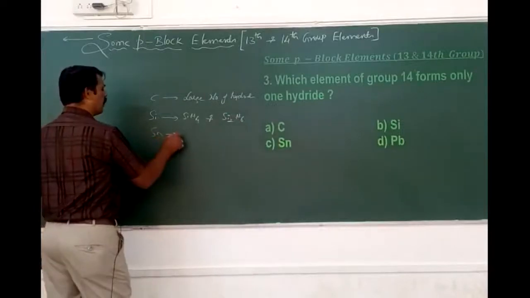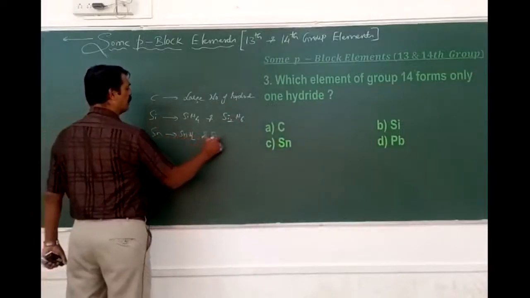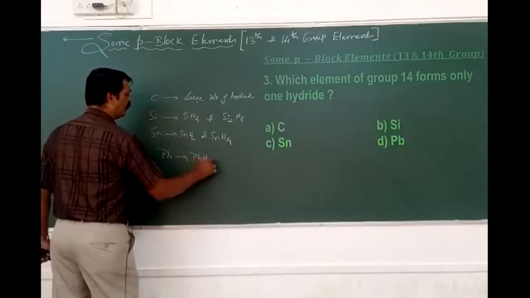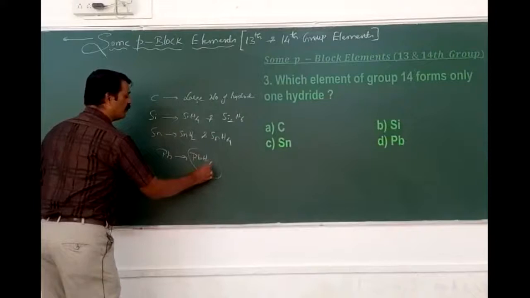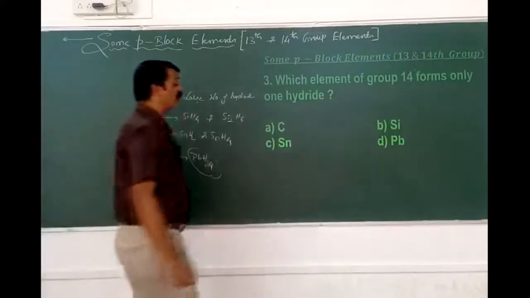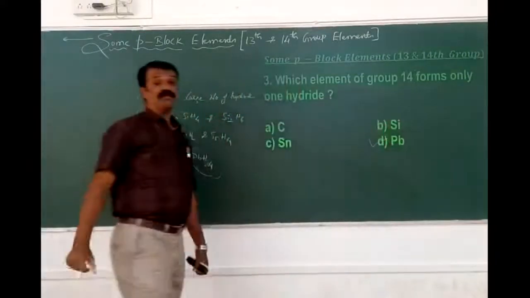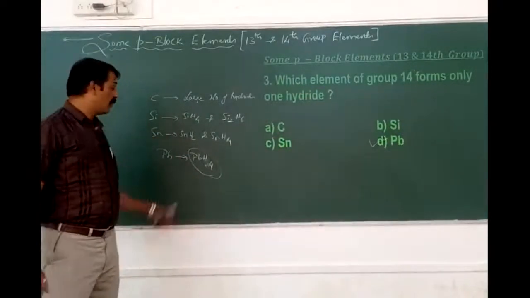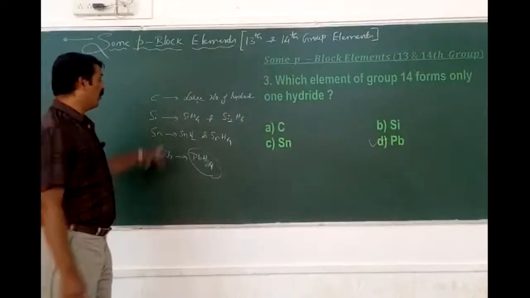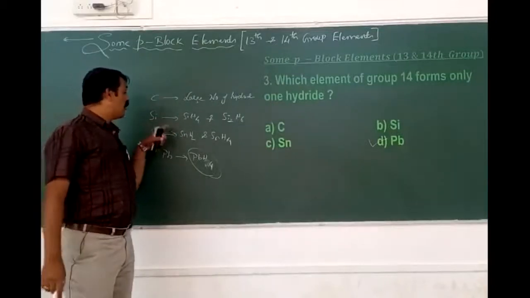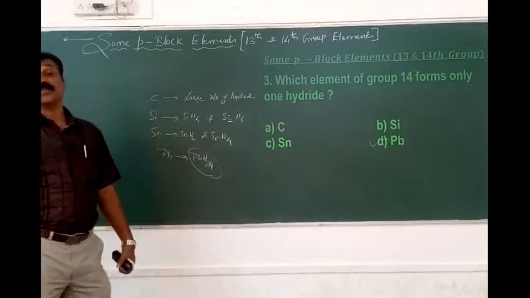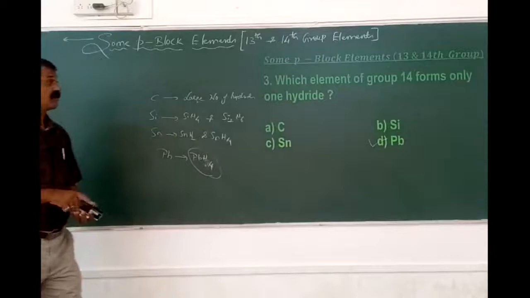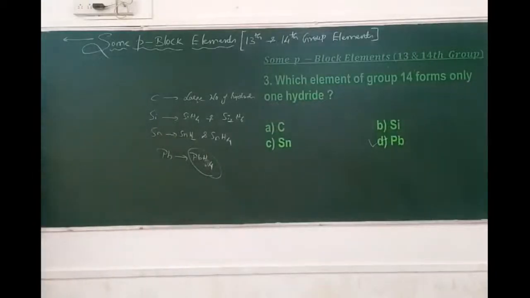Sn is in the form of SnH2 and then SnH4. But lead has only one hydride, in the form of PbH4, means that is the one and only hydride of the plumbous element, lead. Lead exists in only one type of hydride, of the formula PbH4, whereas tin and silicon will have at least two hydrides, whereas carbon has a very large number of hydrides among the 14th group elements. Okay. Let's have the fourth.